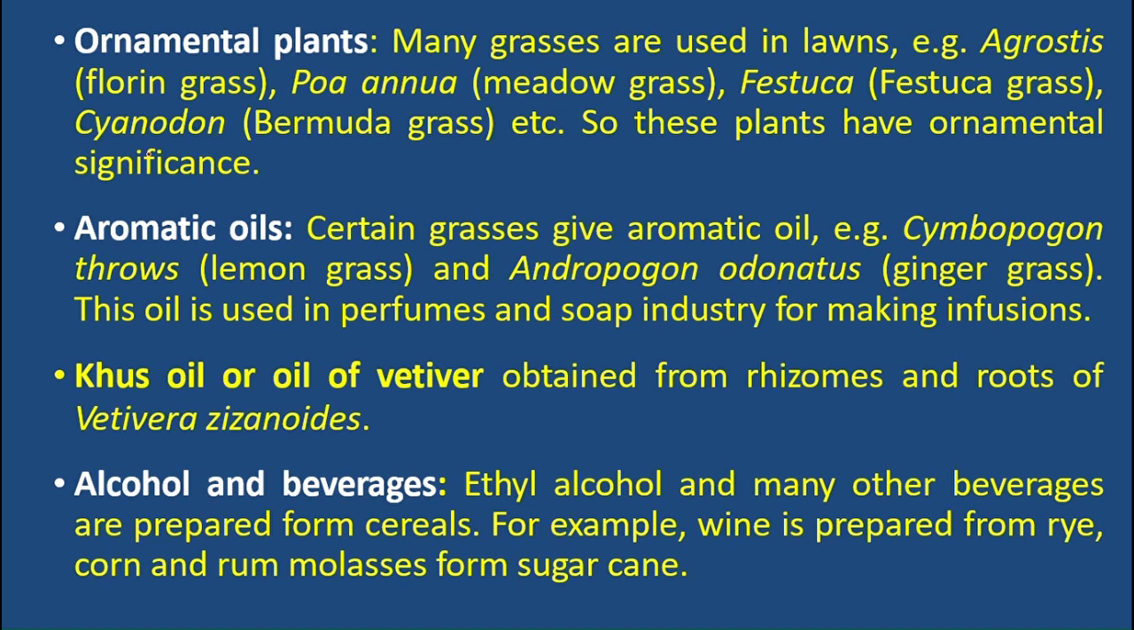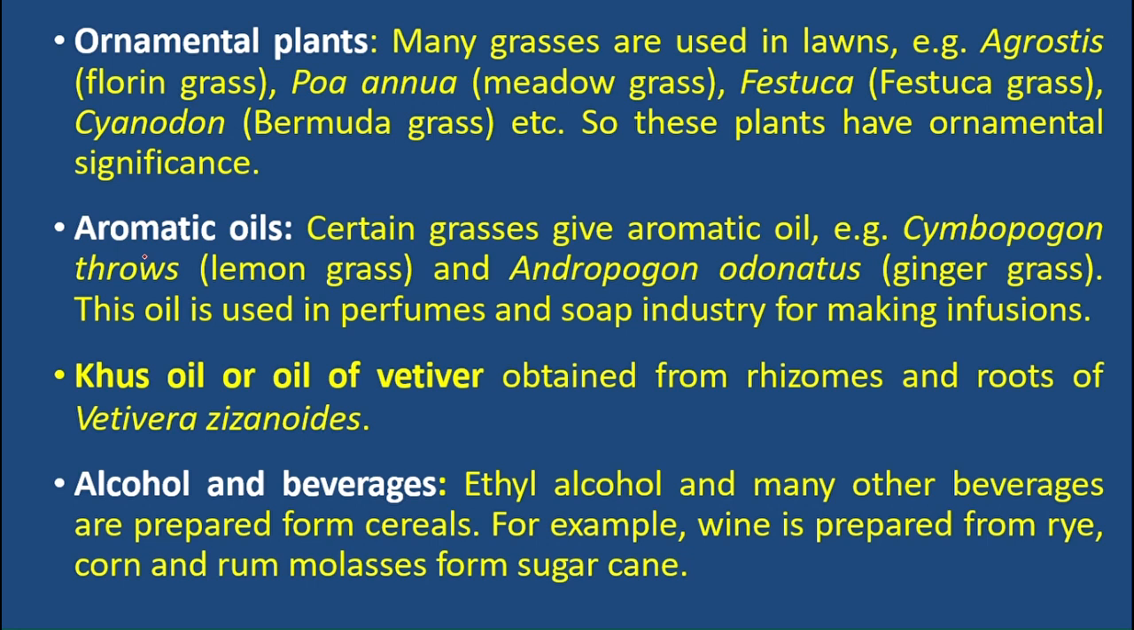Then some plants are cultivated as ornamental plants. Many grasses are used in lawns, for example Agrostis and Florin grass, Poa annua and Festuca, Cynodon. So these plants have ornamental significance. So you try to remember, or at least try to remember two to three plant names of the plants cultivated as ornamental plants.